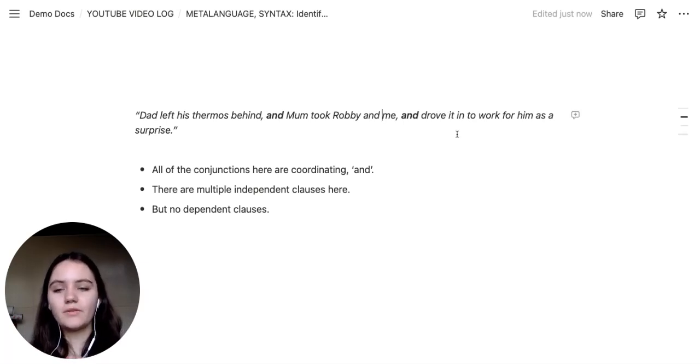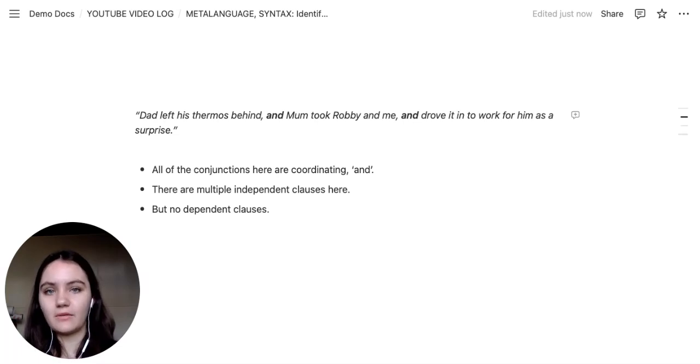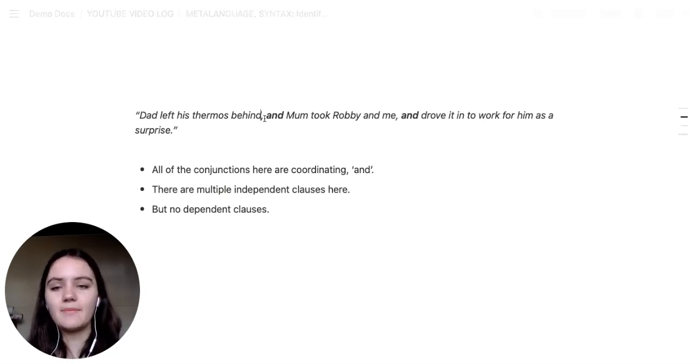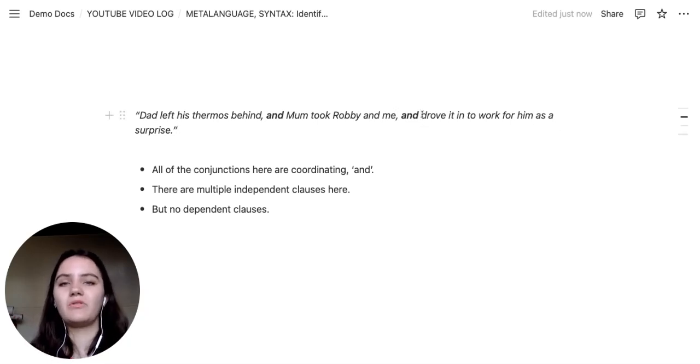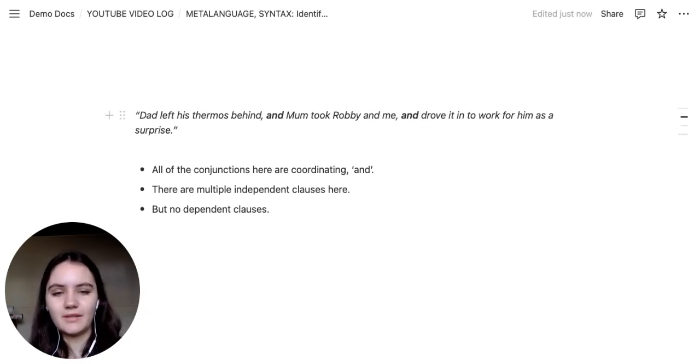So if we're having a look, we have 3 independent clauses. Dad left his thermos, Mum took Robbie, drove it to work. I do want to note that when we're thinking of independent clauses, we're usually thinking that they can be split up independently. Now, hypothetically, you might say, yeah, that's easy. I can put a full stop after behind. I can say Mum took Robbie and me. But you might run into trouble with drove it into work for him as a surprise, because there seems like there is no subject here.